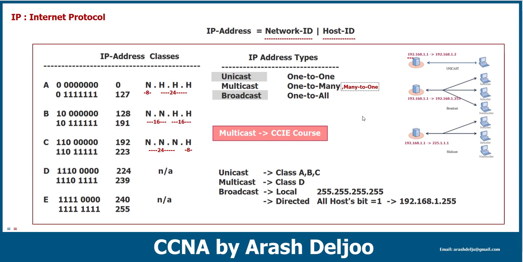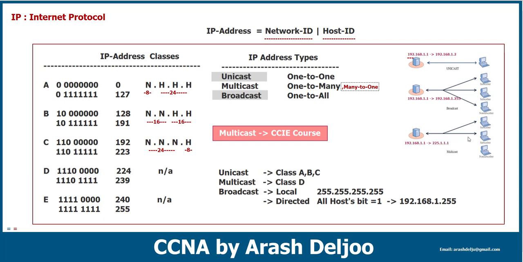Let me talk about multicast in future, in other courses, because CCNA doesn't cover multicast communication. Multicast communication should be learned in CCIE or in some cases in CCNP courses. We don't learn about multicast in the CCNA course. Multicast is one of the advanced topics in networking, and because of that, first we need to learn about unicast. After that, we can talk about multicast. In the future, you will learn about multicast in more advanced courses.